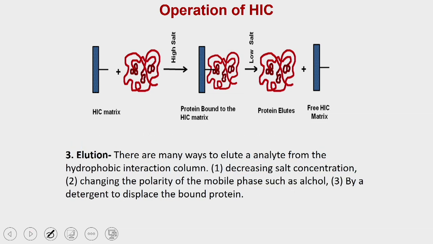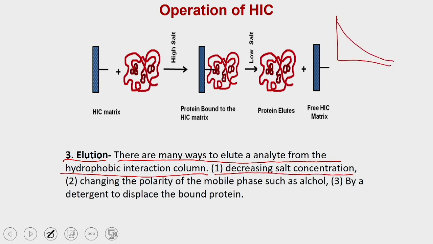Now, the third step is the elution. There are many ways to elute an analyte from hydrophobic interaction chromatography. Number one, decreasing the salt concentration. You can decrease the salt concentration and that will bring the hydration shell back, which is going to destroy the interaction between the ligand and the hydrophobic patches present on the protein.